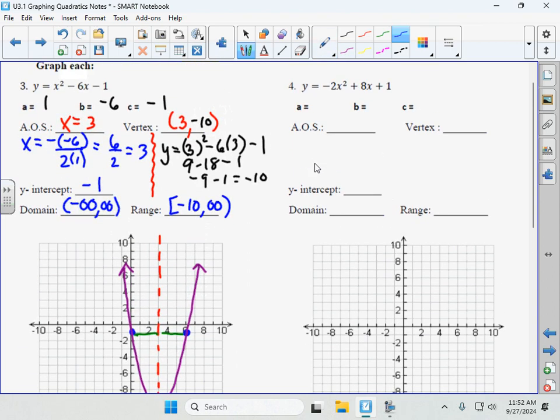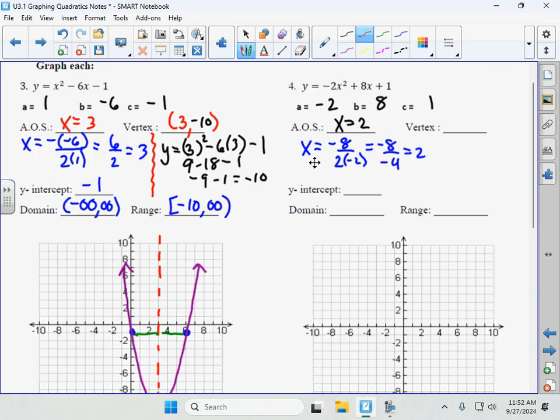And let's go ahead and do 4. All right, so A is negative 2, B is positive 8, C is 1. Axis of symmetry, x equals negative b over 2a. So it's going to be negative 8 over 2 times negative 2. So negative 8 over negative 4, so that's positive 2. So let's write that as the equation of a line, x equals 2.